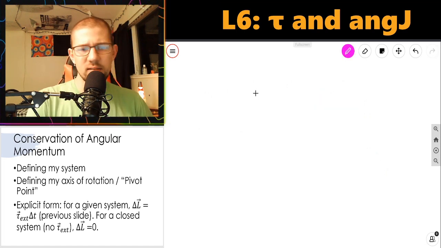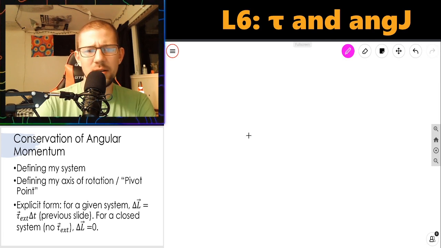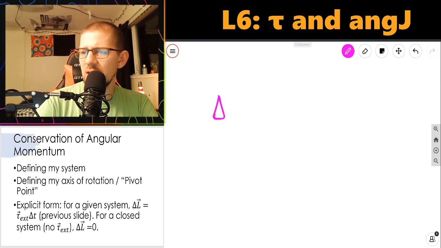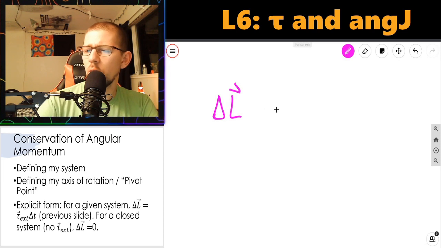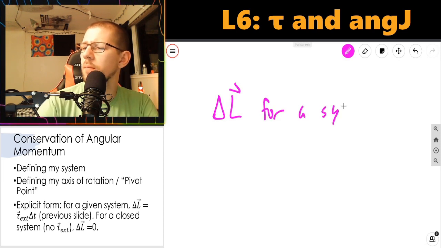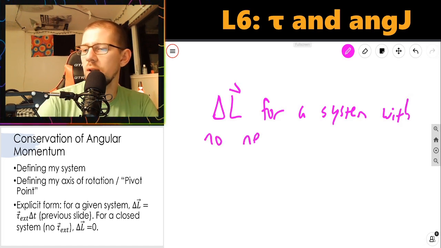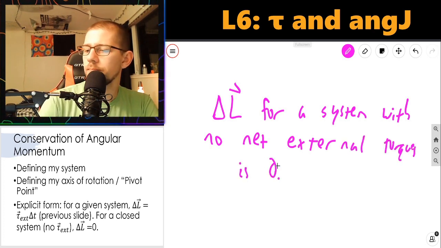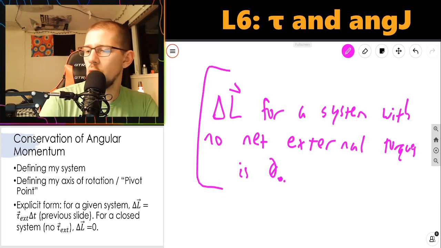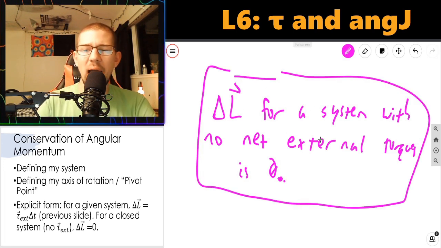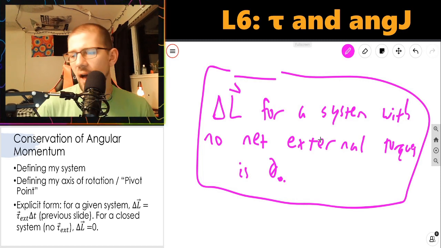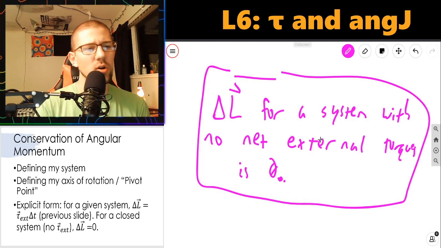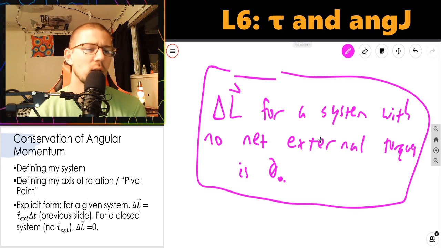Okay, so stated as an English sentence, the law of conservation of angular momentum tells me that the change in angular momentum for a system with no net external torques is 0. Boom. So angular momentum doesn't change as a function of time if there are no net external torques, if there's no external forces, say, that are causing torques.